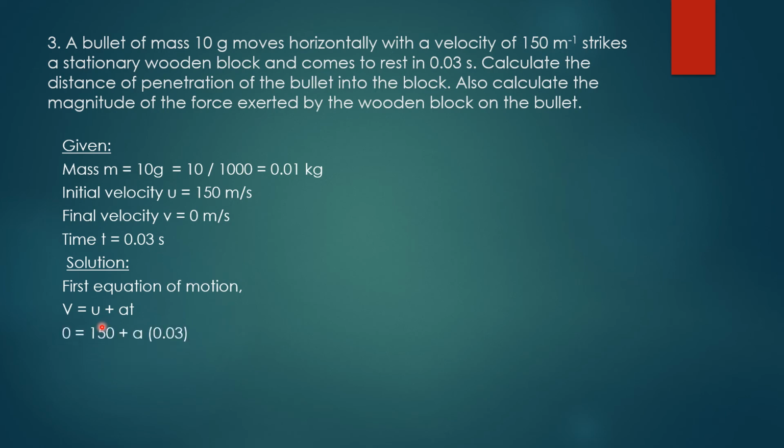The final velocity is 0. The initial velocity is 150 meter per second, which is given, the acceleration we need to find, and the time is 0.03. In the next step, I am taking this 150 to the left hand side, so it will become minus 150, which is equal to a into 0.03. Now we can find the acceleration, so it will become minus 150 by 0.03. When we calculate it, we get the acceleration as minus 5000 meter per second square.